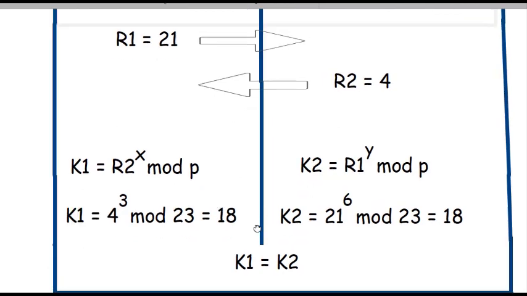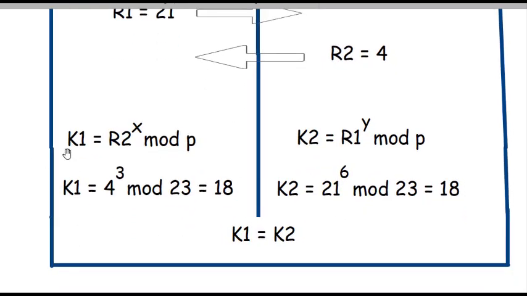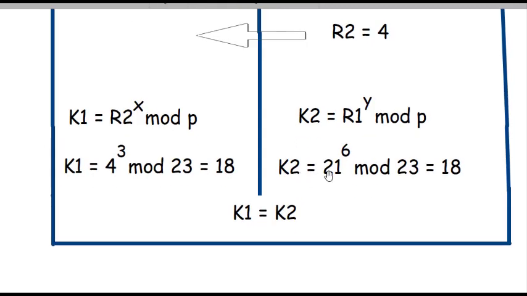Then the next and final step is finding the key. Alice does this calculation: K1 is R2 raised to X mod P, so she gets 4 raised to 3 mod 23, which is 18. Bob does the calculation K2 equal to R1 raised to Y mod P, and 21 raised to 6 mod 23 is 18. So what we see is that Bob and Alice both get the same number, 18, and this becomes their key, that is, a symmetric key.